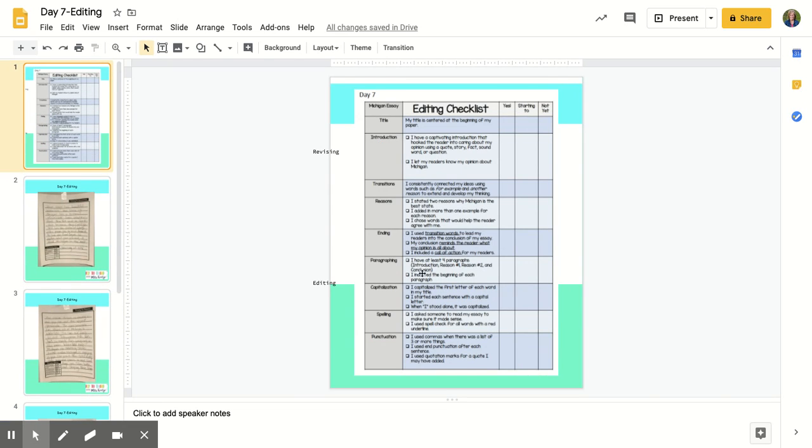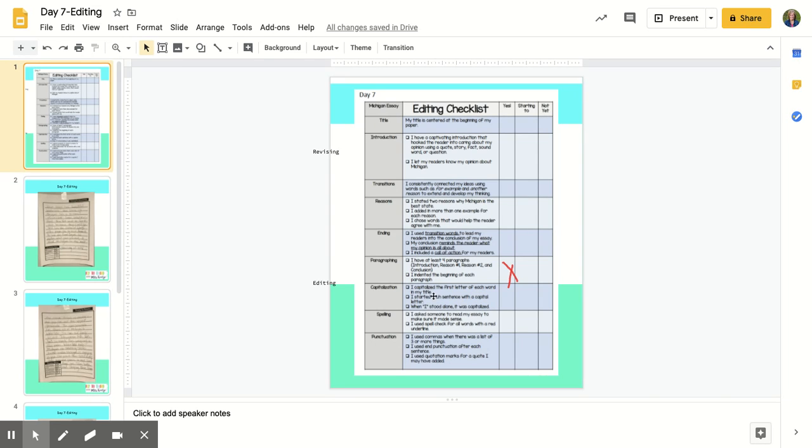Now, the next thing says I indented at the beginning. Well, I just made those marks on my paper to make sure I did. So then what I would do there is I would say, yep, I did that. And I would cross that off. Okay. Then I need to look for capitalization. I need to look for the first letter of every word in my title to be capitalized. I need to start each sentence with a capital letter. And when I stands alone, I need to be capitalized.